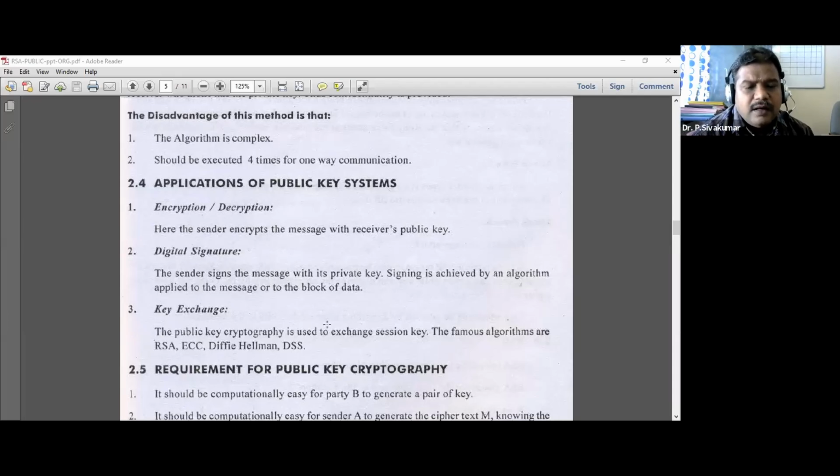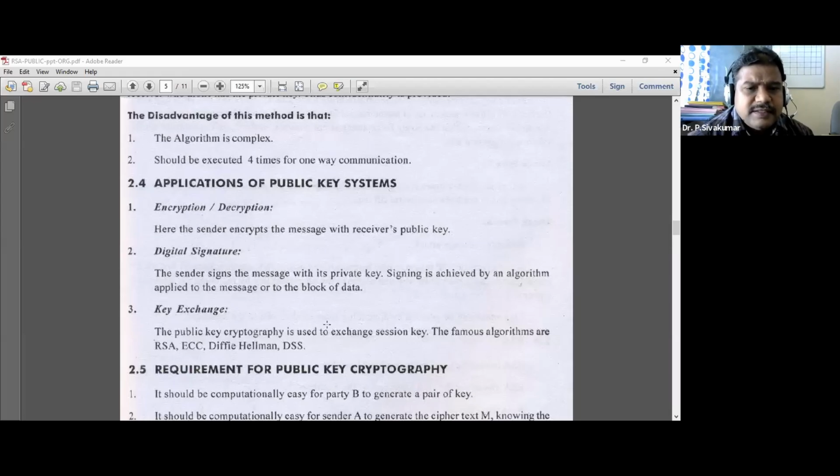Another one is key exchange, meaning you can exchange your session keys. Two keys are used, but the two are mathematically related. One key is used for encryption, and another key is used for decryption. So that is a key exchanging algorithm. There are many key exchanging algorithms: RSA, elliptic curve cryptography, Diffie-Hellman key exchange, and DSS.